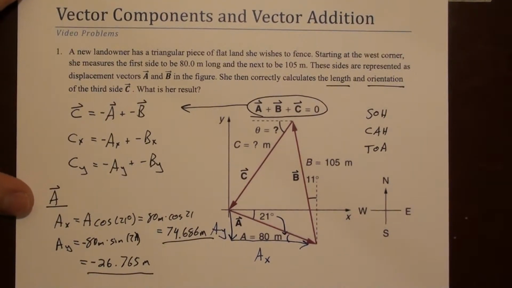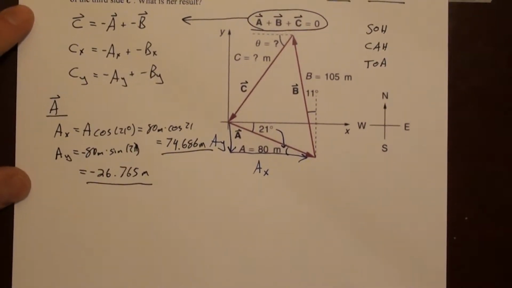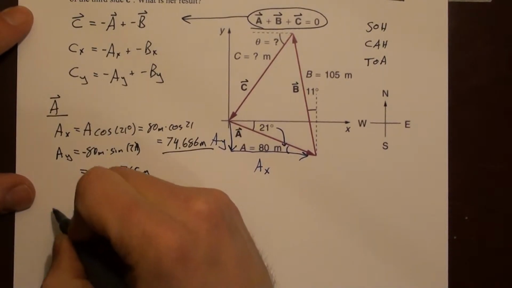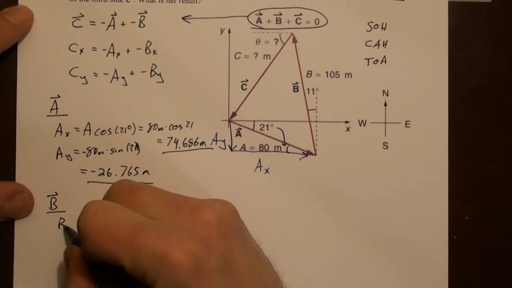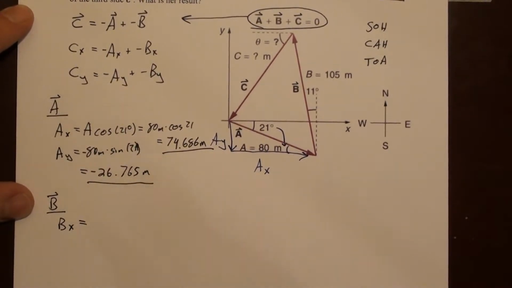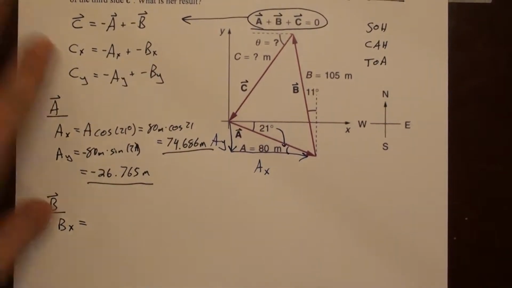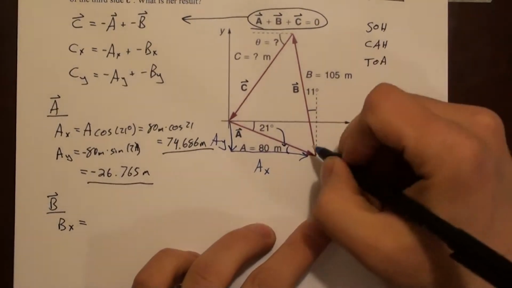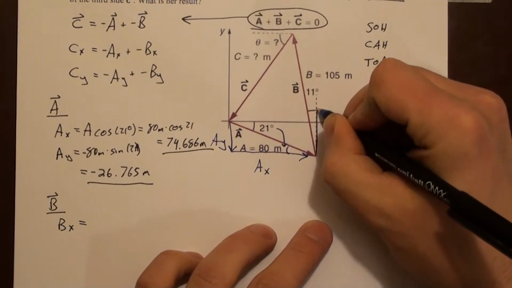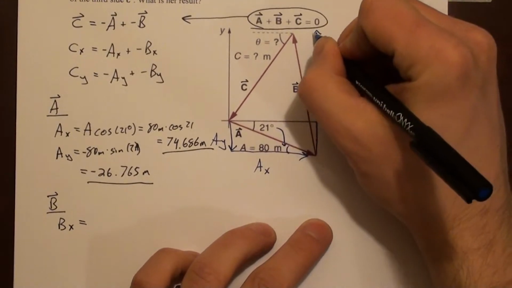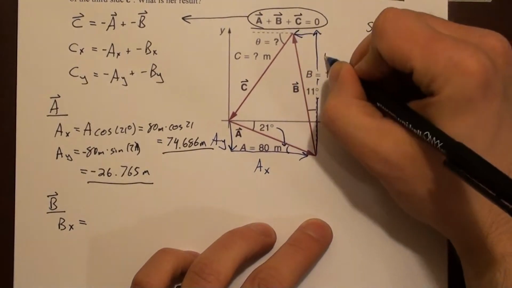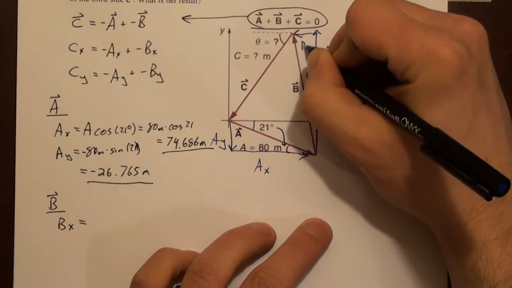So I have A sub x and A sub y. I should do the same thing with B. So slide this up a little bit. So B vector. So I want B sub x. So let's draw the components of B. So it looks like I can draw something pointing upward, something pointing to the left, B sub y, B sub x.